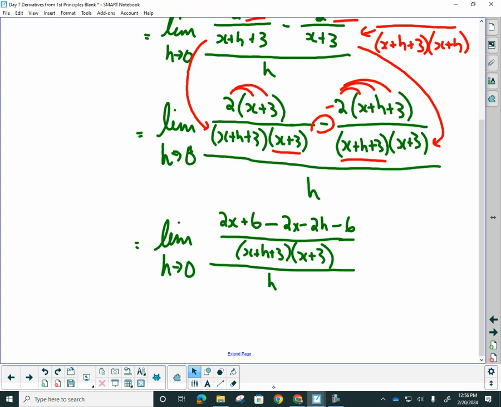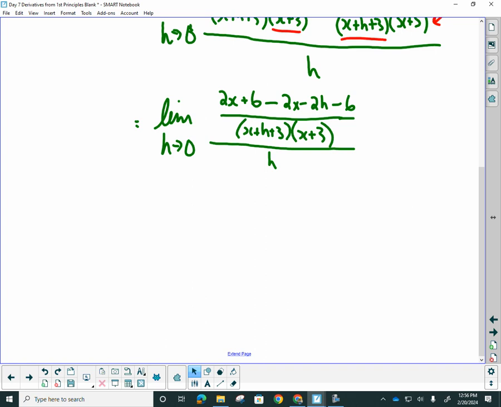All right, so let's keep going, because on the top I now have like terms. Limit as h approaches 0. You'll see that I've got a 2x and a minus 2x, and I'm really excited that those are going to cancel. Remember, I hope that anything that doesn't have an h in it is going to disappear. Similarly, I've got 6 and a minus 6. Those are going to cancel.